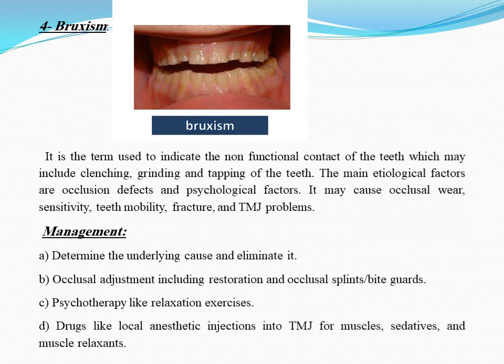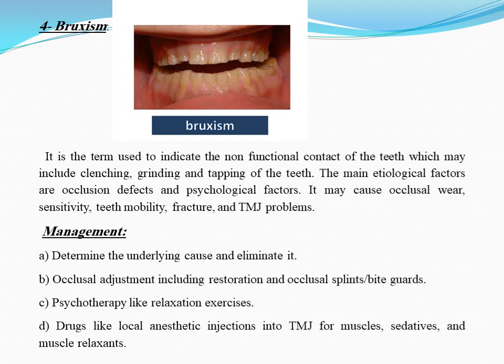The other type of bad oral habit is bruxism. It is the term used to indicate the non-functional contact of the teeth, which may include clenching, grinding, and tapping of the teeth. The main etiological factors are occlusal defect and psychological factors. It may cause occlusal wear, sensitivity, teeth mobility, fracture, and temporomandibular joint problems.